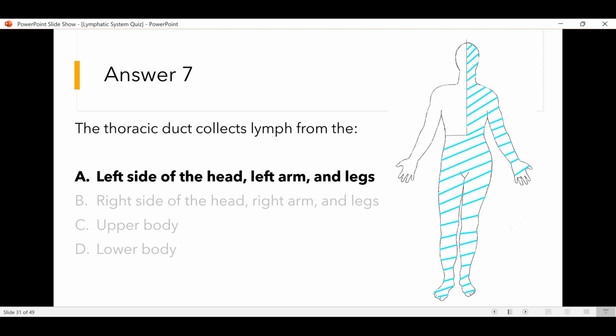Answer 7: the thoracic duct collects lymph from the left side of the head, left arm, and the legs. So this is very imbalanced. Most of the stuff we've got going on in our body is balanced, so you would expect half of the body to go to the right lymphatic duct and half to the thoracic duct, but it doesn't. It does this weird thing.